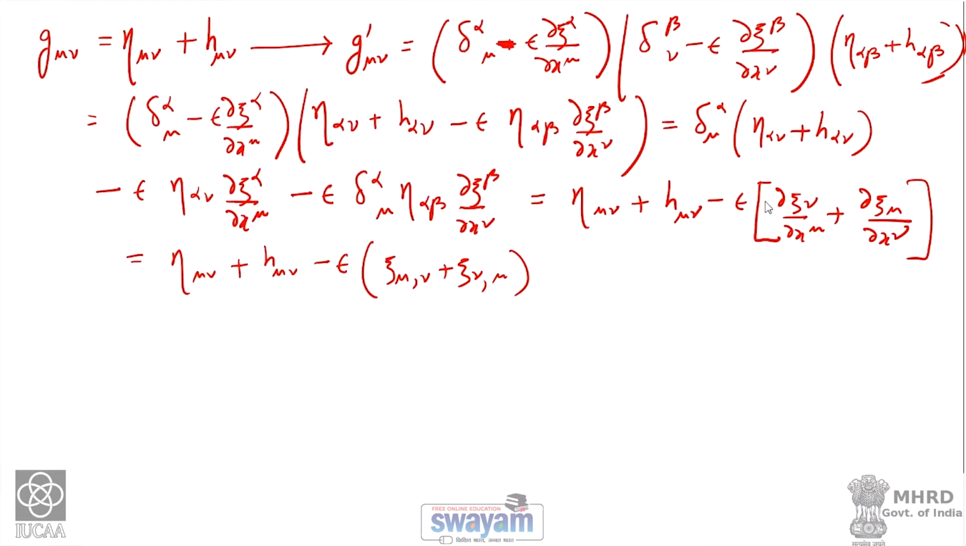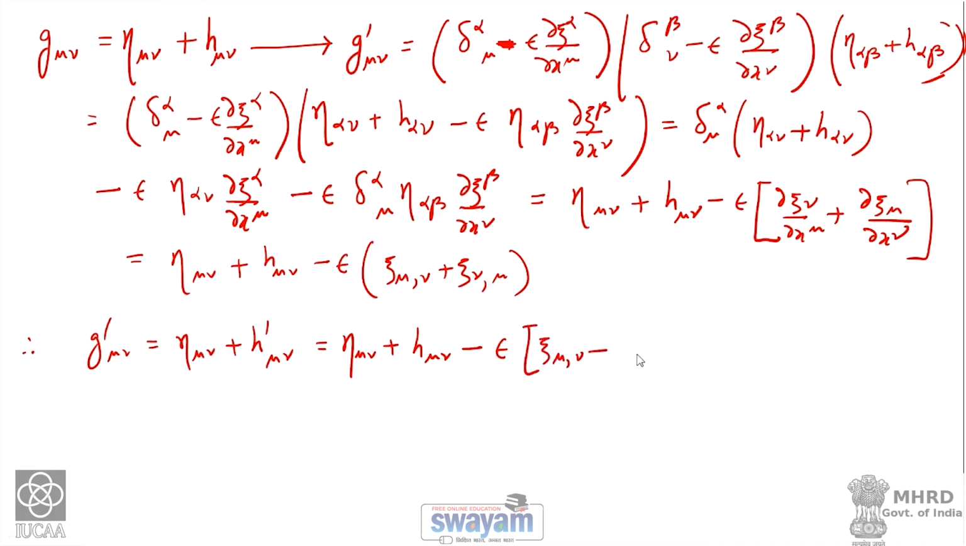So, what do we see? We see that eta mu nu plus h mu nu have become eta mu nu plus h mu nu minus epsilon. So, g prime mu nu, which is eta mu nu plus h prime mu nu, is therefore eta mu nu plus h mu nu minus epsilon xi mu comma nu plus xi nu comma mu.